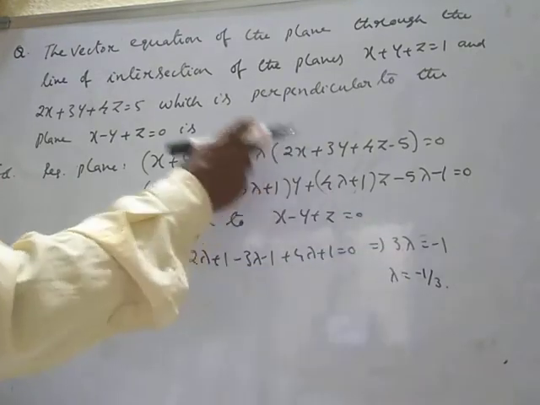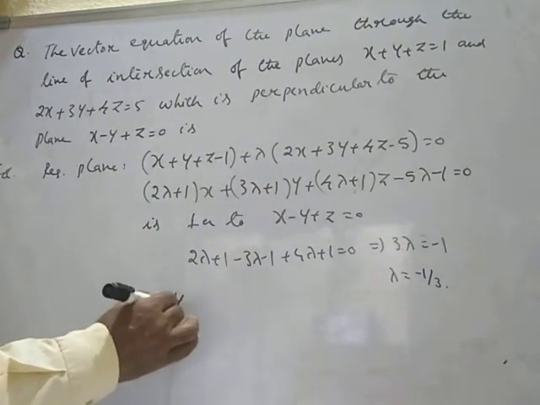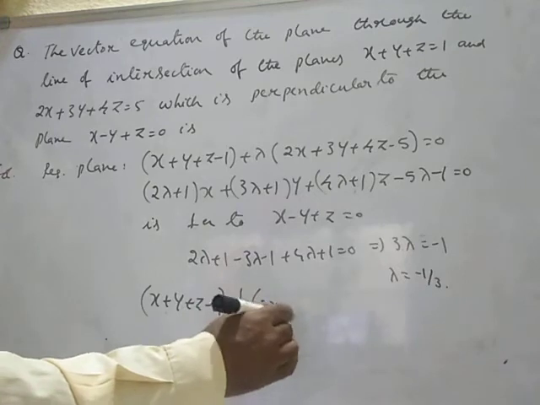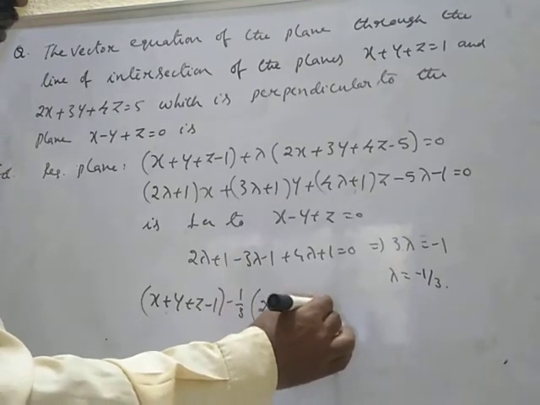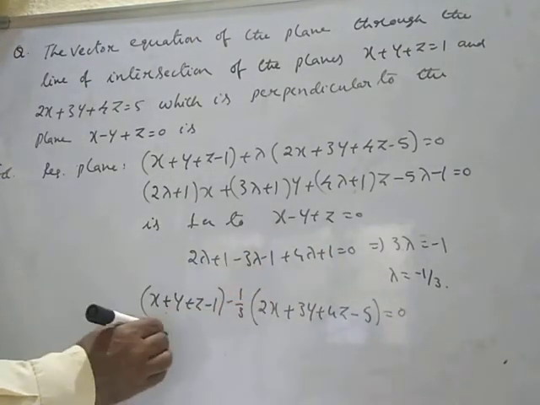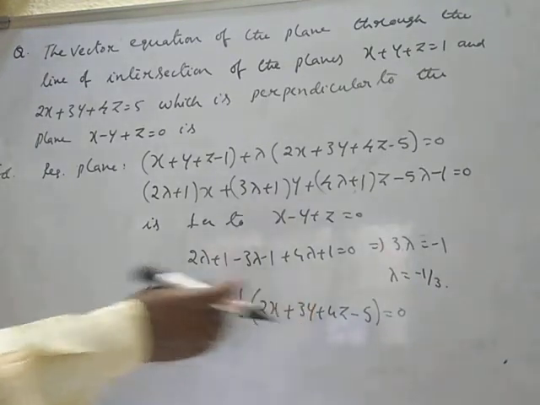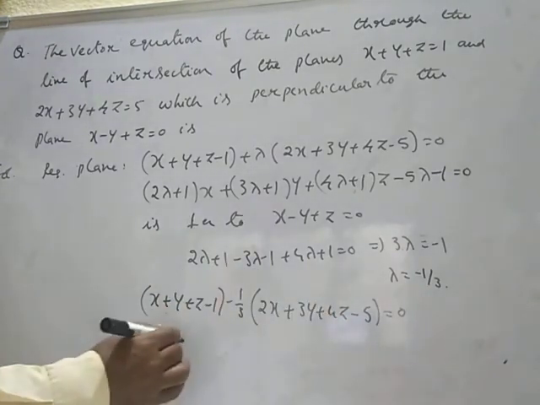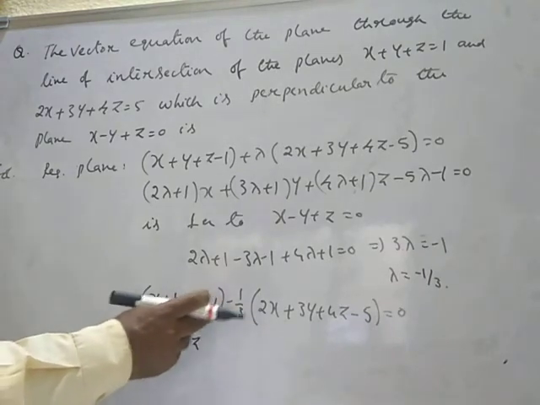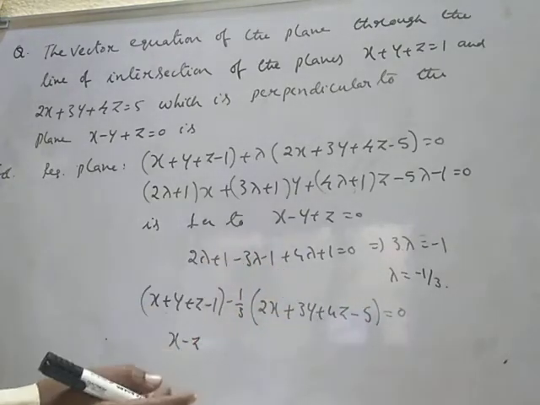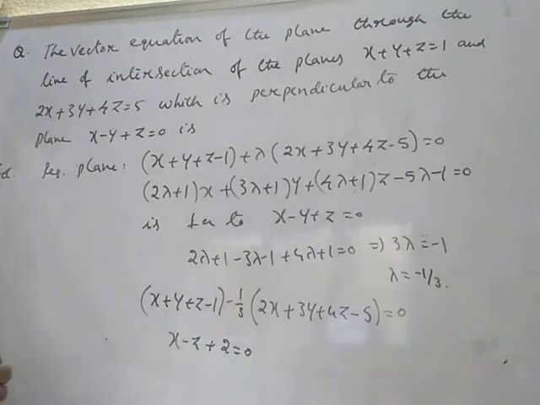Substituting lambda in this equation: x plus y plus z minus 1 minus 1 by 3 into 2x plus 3y plus 4z minus 5 equal to 0. 3x minus 2x is x, 3y minus 3y cancels, 3z minus 4z is minus z, minus 3 plus 5, plus 2 is equal to 0.